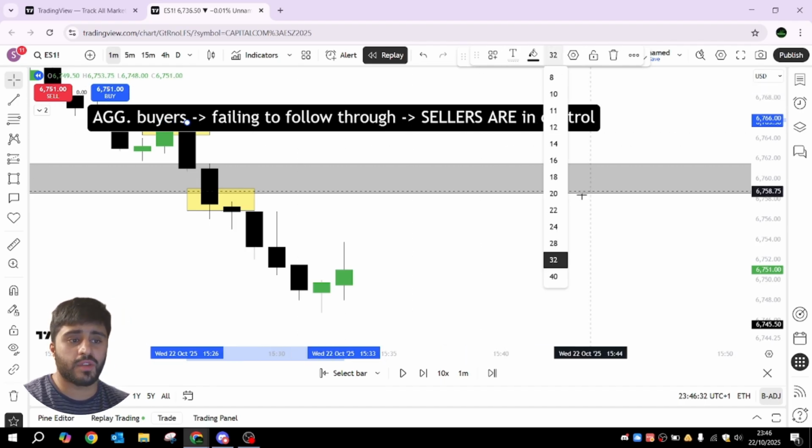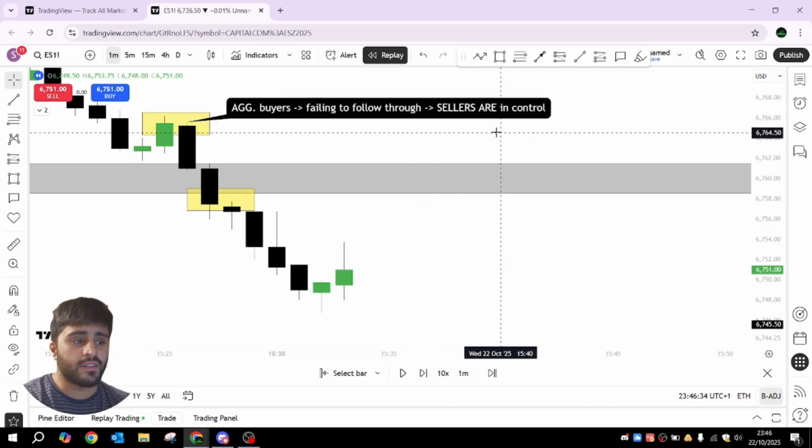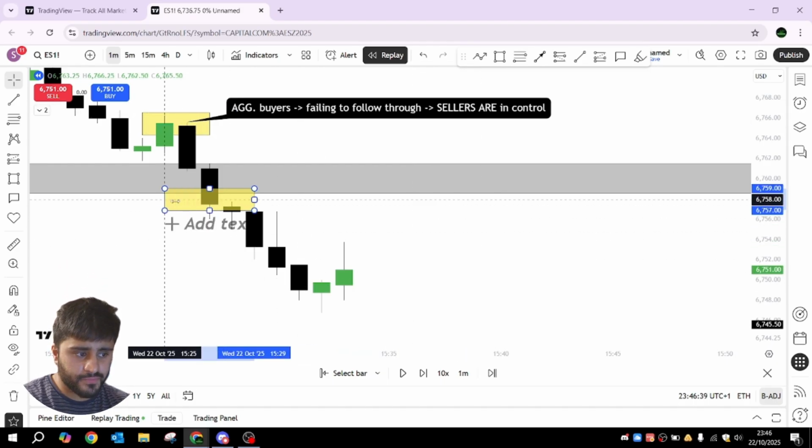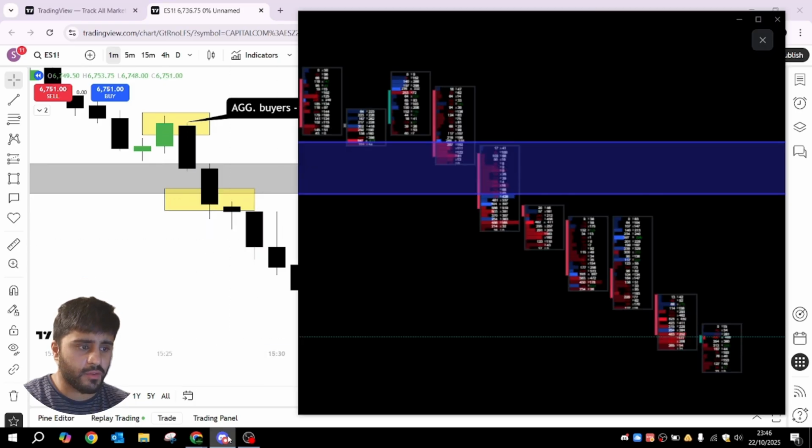If you're watching this now, pause and understand: this is what I look for. It's a game of patience. Now, let's quickly keep going over the order flow. This is the official candle that breaks below the zone. This is the candle that shows us that the zone has basically struggled to hold up.